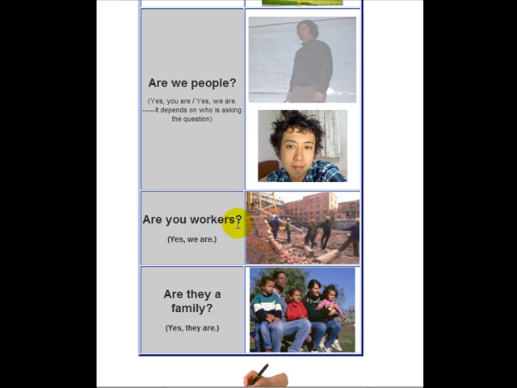Are you workers? And as you know, you is, in this case, plural. And the answer is, yes, we are. Or you could ask the question, are we workers, okay? But the question form here is, are you workers? Are they a family? Okay. And the answer is yes, they are. And you see they are a family.